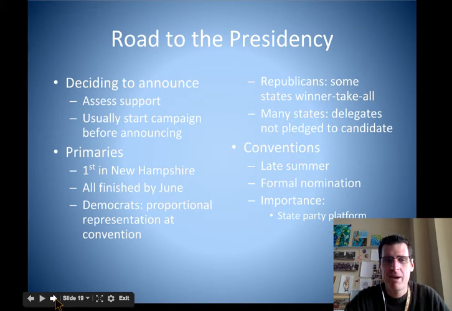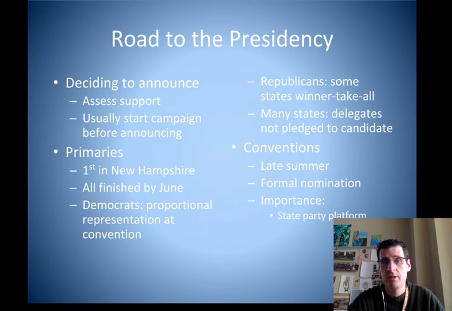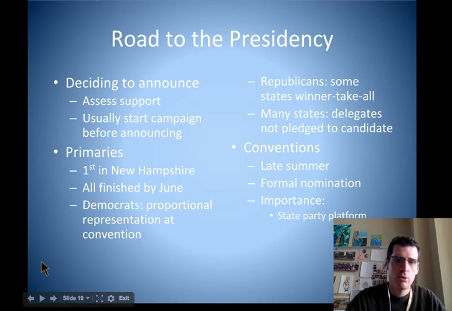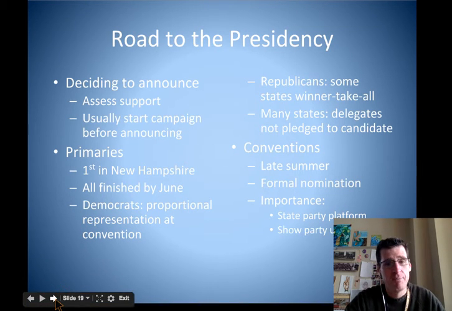So why do they matter? Well, it is a place to put out the party platform. And this is the statement of how the party feels on different issues. More and more, that party platform is less driven by the party leaders and more driven by the presidential candidate. It's really important to show party unity.